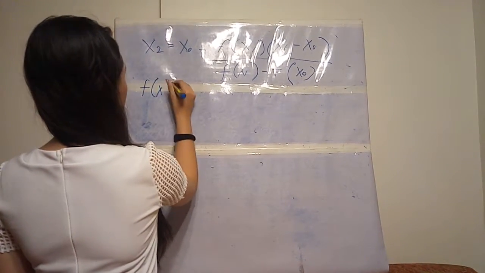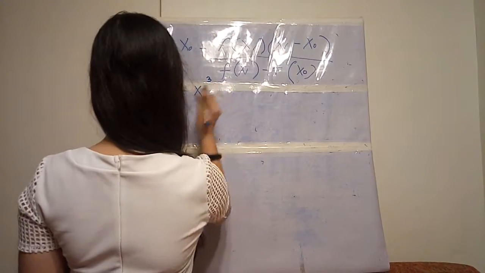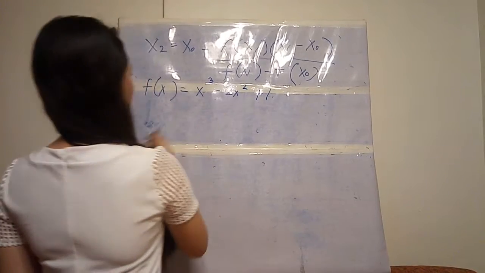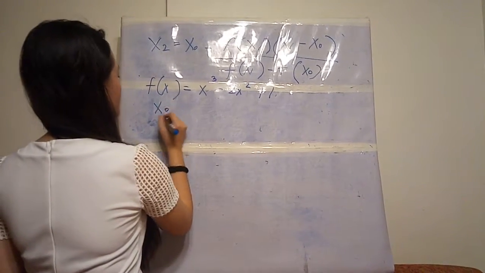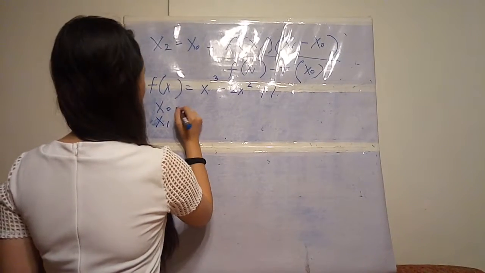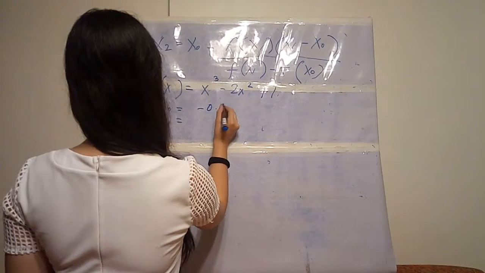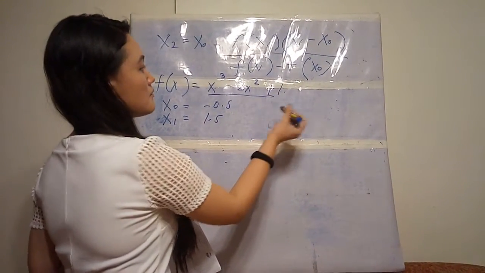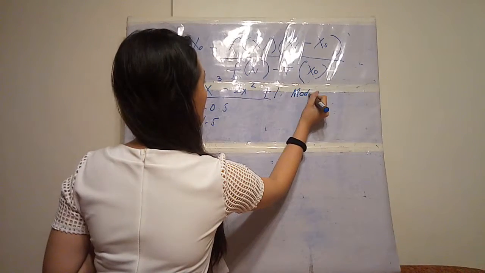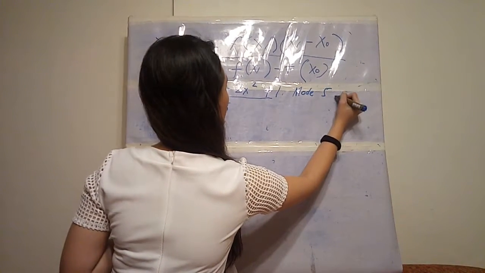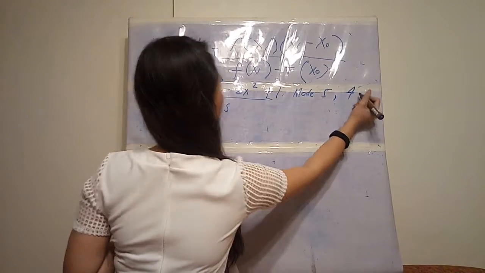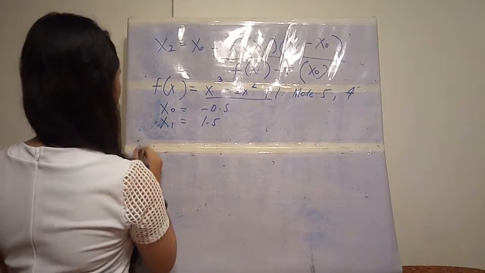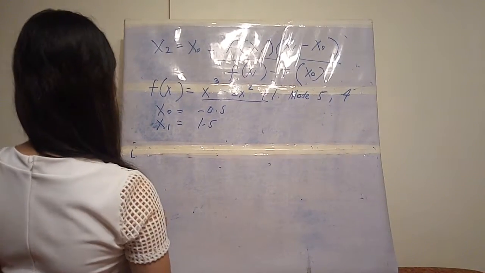For f of x, our equation will be x cubed minus 2x squared plus 1, and the values of x0 and x1 will be negative 0.5 and 1.5. We can get the values of this equation by using our calculator and choosing mode 5 and then 4. So we're asked to get the iterations from 0 to 2.